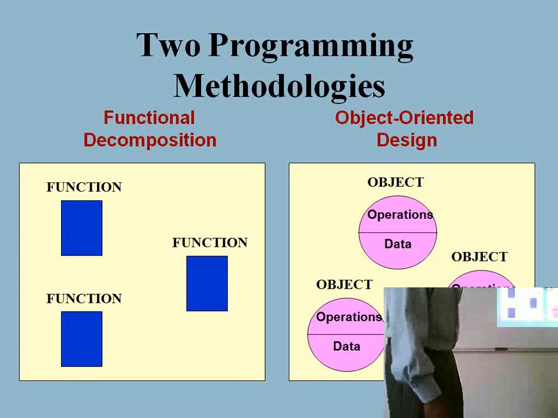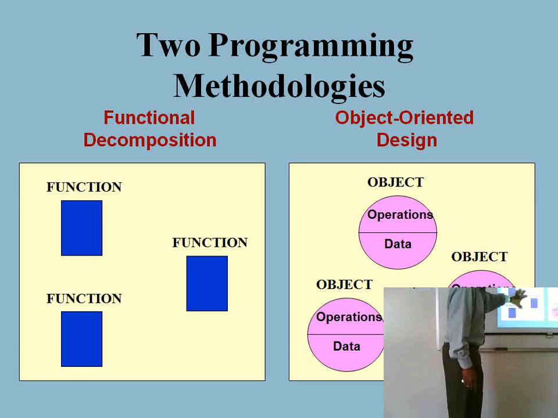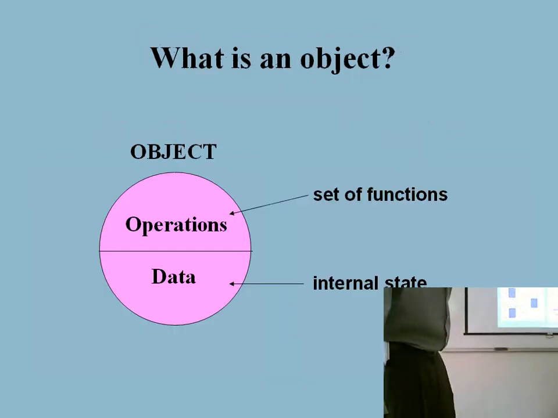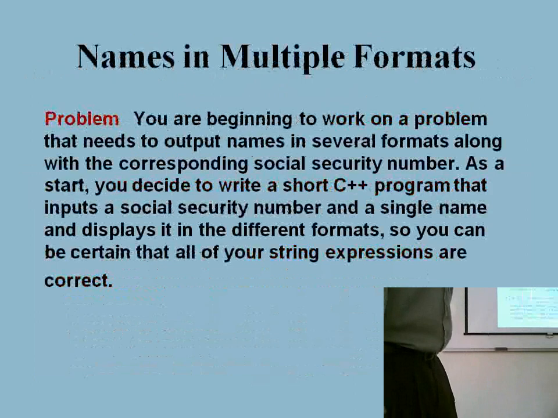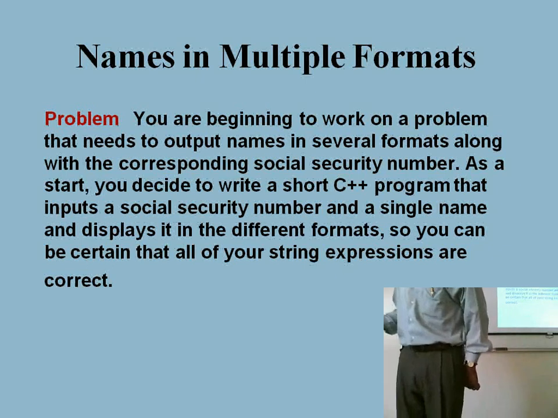So just a slide sort of depicting the differences here. We have several related decomposed functions in our problem design, our solution design. Here we have distinct objects that have operations on them. I'm not going to go into too much detail here. We're not going to be writing any object-oriented programs here, but I do want you to understand the concept of object-oriented design. We're going to be writing functionally decomposed solutions.